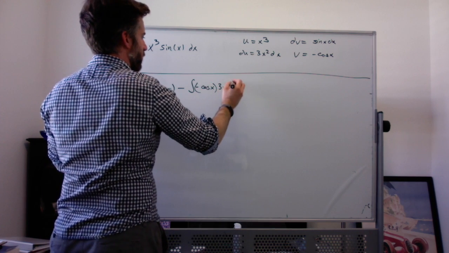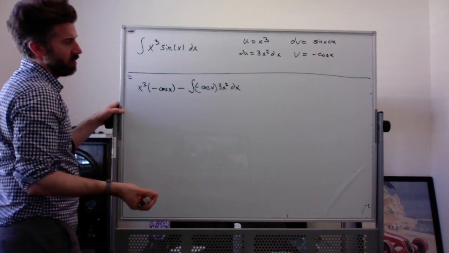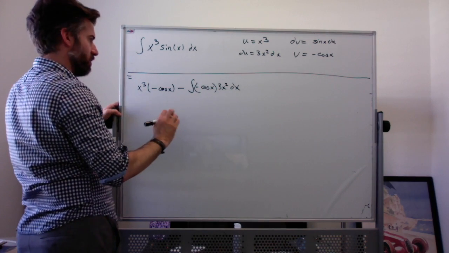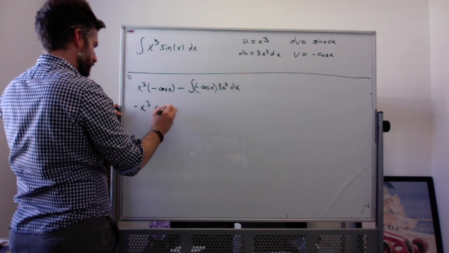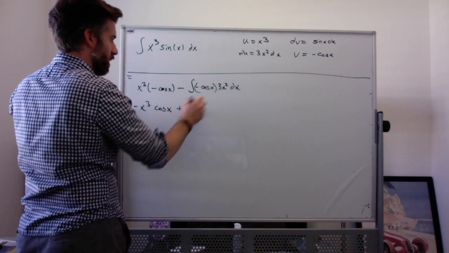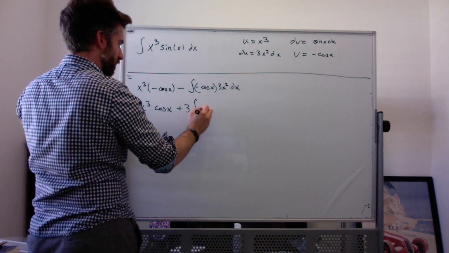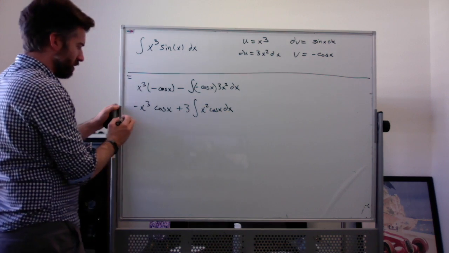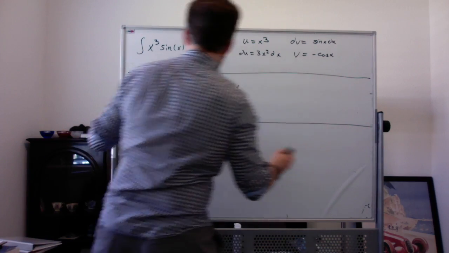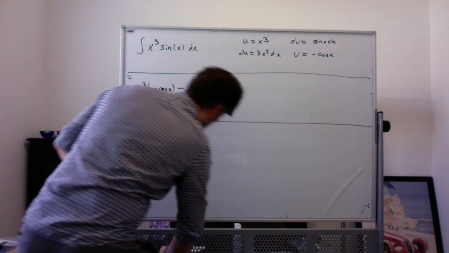People differ on how they like to do this. I personally prefer to pull out any constant multiples. So I would rewrite this as negative x cubed cosine x plus 3 times the integral of x squared cosine of x dx. Okay, and then I'm going to do a new integration by parts for this integral.